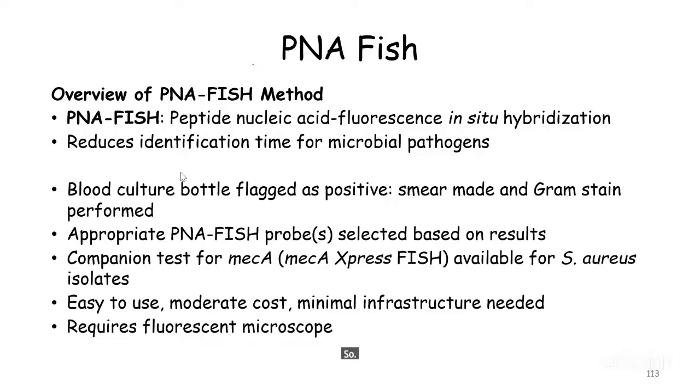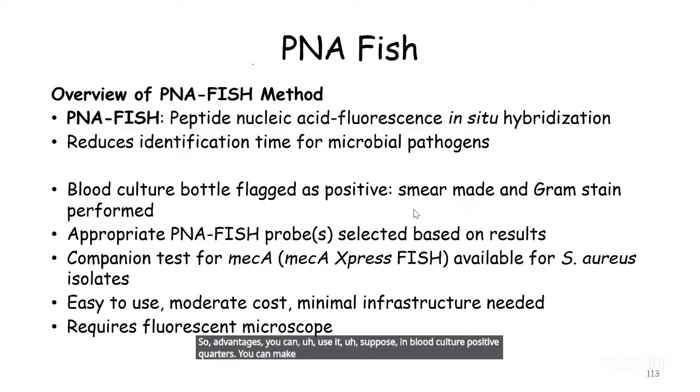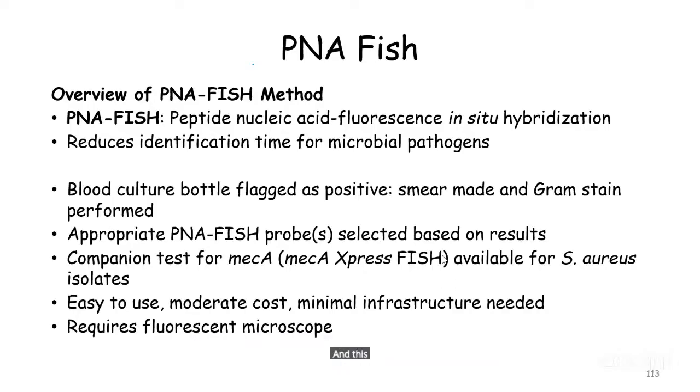So, as an advantage, suppose in blood culture positive bottles, you can make a gram stain smear, and after the gram stain smear, you can make a PNA FISH smear. And this will give you fluorescence depending upon the bacteria, whether it is present or not, or any other target you can choose, like the mecA gene for MRSA.